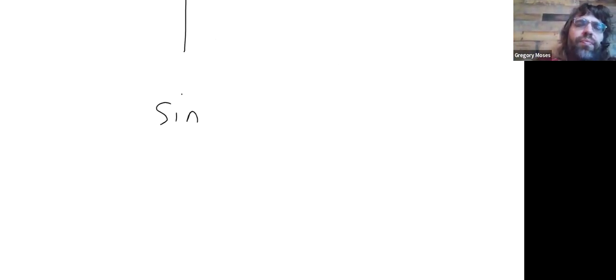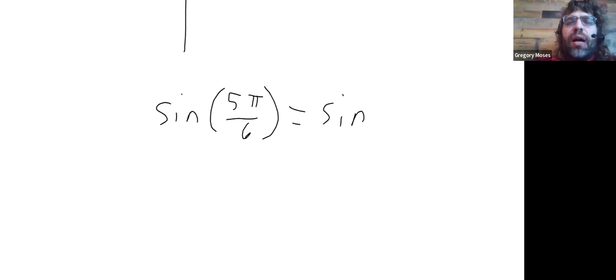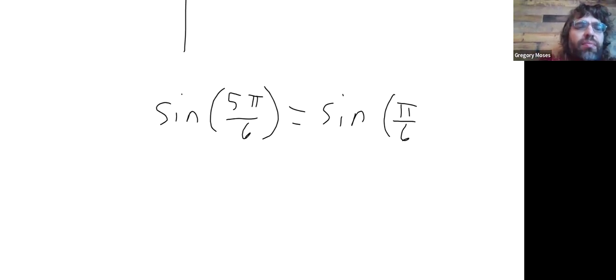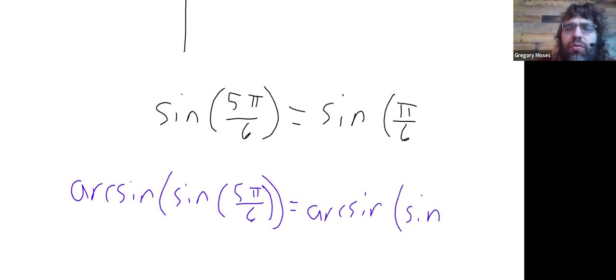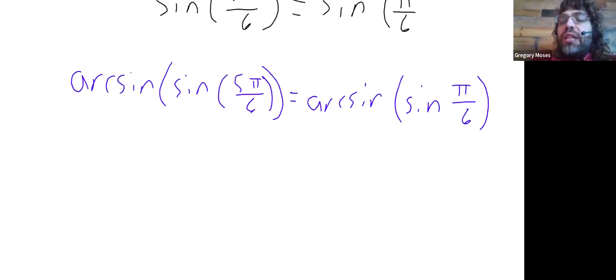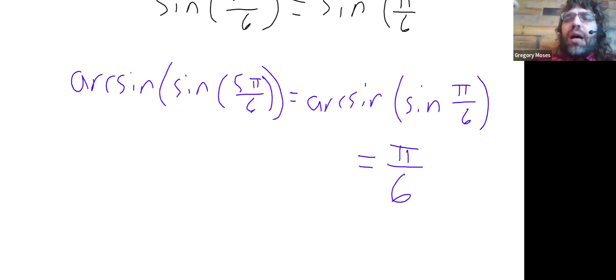The sine of 5 pi over 6 is the same as the sine of pi over 6. Ergo, the arc sine of the sine of 5 pi over 6 is the arc sine of the sine of pi over 6, but pi over 6 is in the interval we need. It's between negative pi over 2 and pi over 2. So that arc sine and that sine cancel, and that gives us pi over 6.